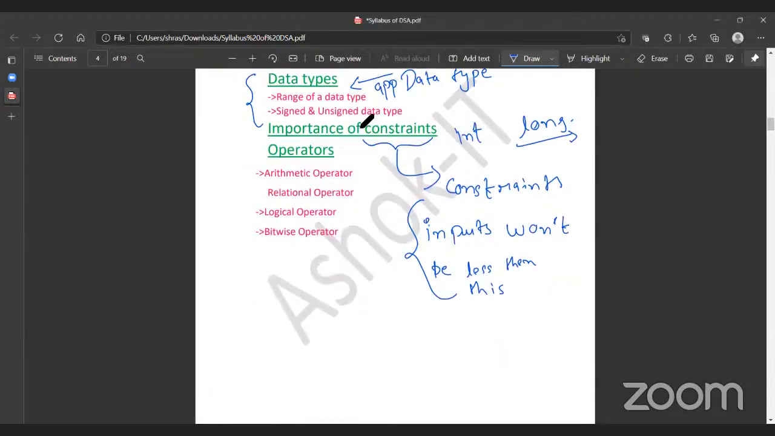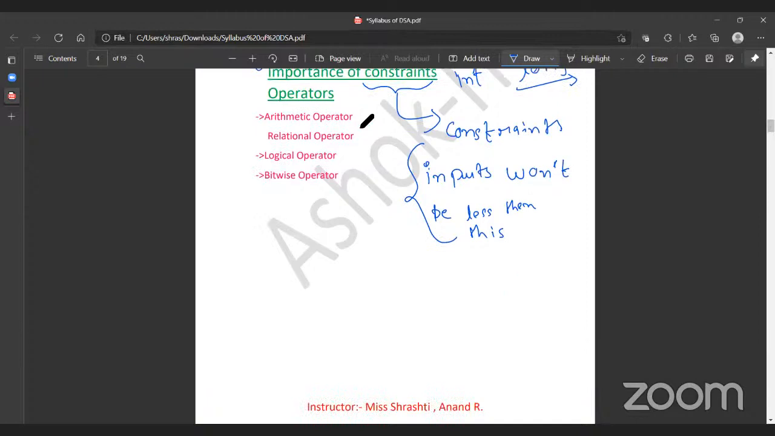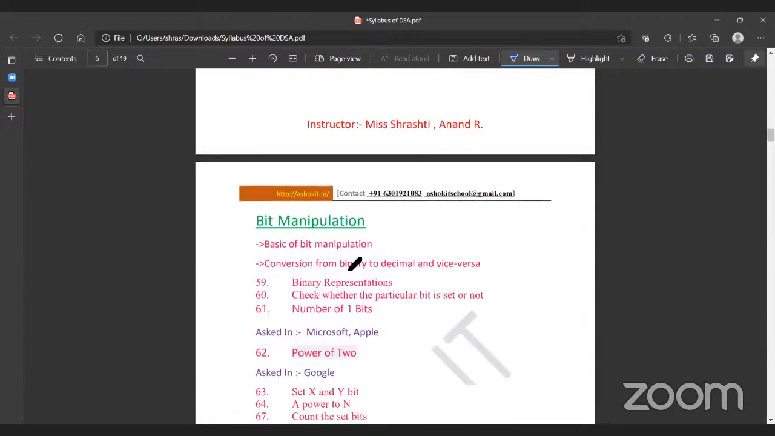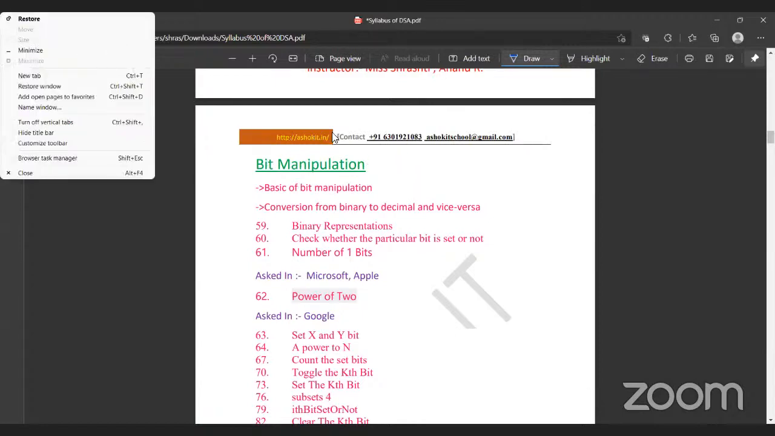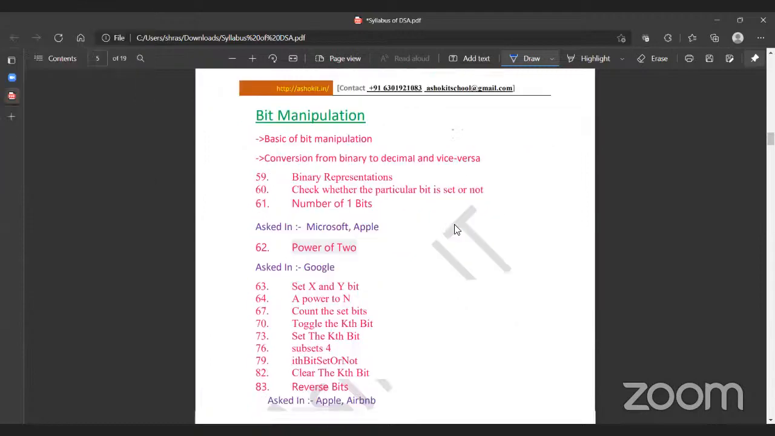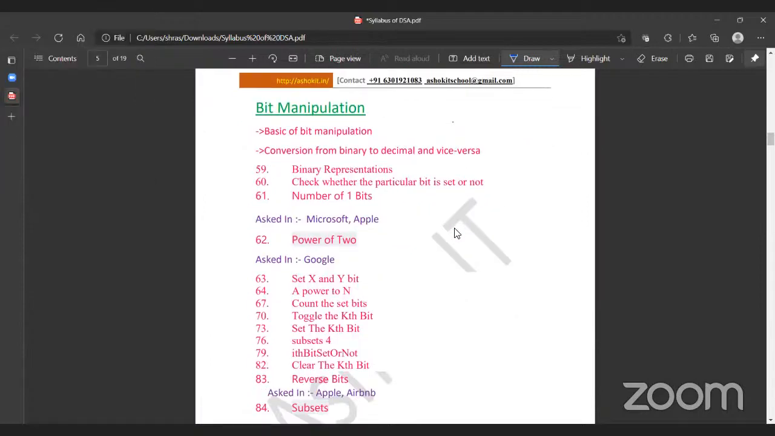Then we are going to learn about operators, what types of operators there are and how they are actually used. Next is bit manipulation. Bit manipulation is one of the things which is not some kind of algorithm you should learn and implement, but it actually improves your thinking process. So bit manipulation is very important.